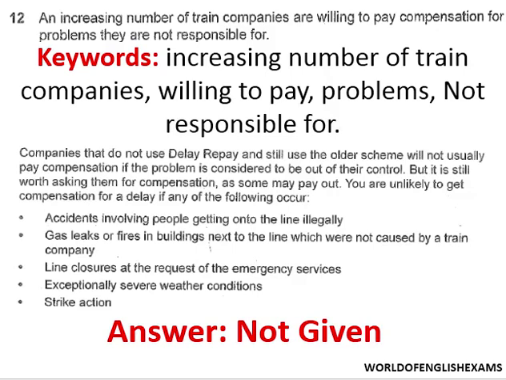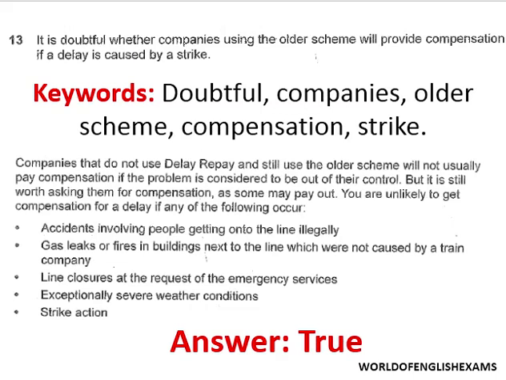So if you have understood this, let's go to the next statement. It is doubtful. Doubtful means we are not sure whether companies using the older scheme will provide compensation if the delay is caused by a strike. So here the clear-cut keyword is strike. So let's see.